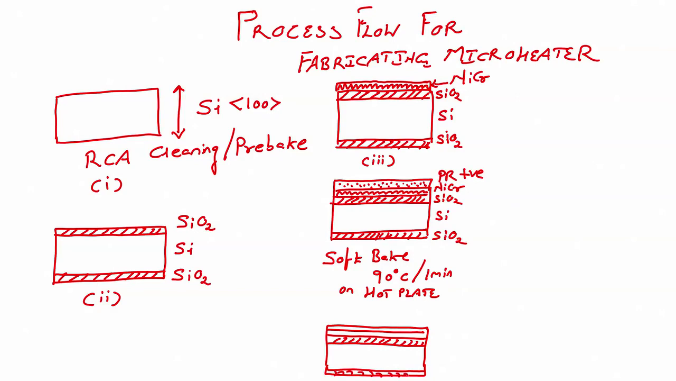So I have SiO2, then nichrome, then photoresist, and on this I will load the mask.